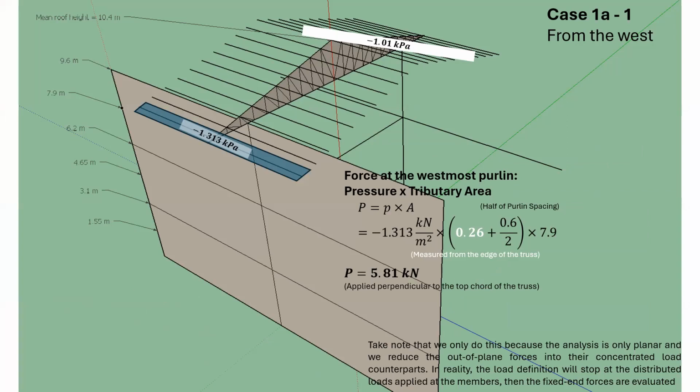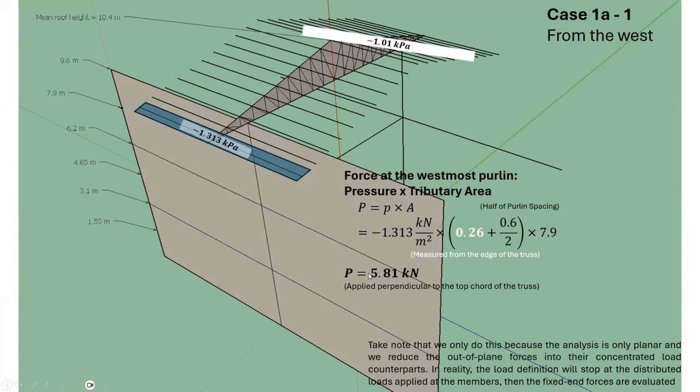So, in this particular example, yung westmost na purlin, okay, meron tayong pressure from our wind directionality procedure from earlier. So, negative 1.313 kPa. Then, to get yung span, so 0.26, so ito yung distance ng purlin from the edge ng truss. Well, at the same time, yun yung edge ng groove. Tapos yung 0.6 over 2, ito naman yung kalahati ng regular spacing truss.